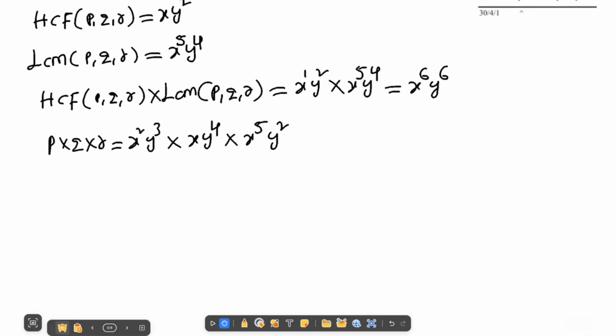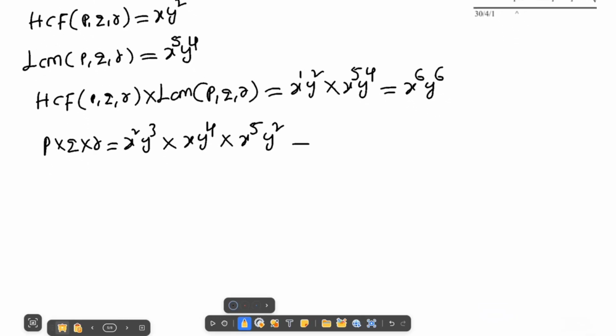Now that will be equal to, here, how many x's are there? Here 2, here 1, and here 5, total 8. So x power 8. Now how many y's? 3, 4, 7, and this 2, total 9. So y power 9. So therefore the product of HCF and LCM is not equal to the product of these numbers.